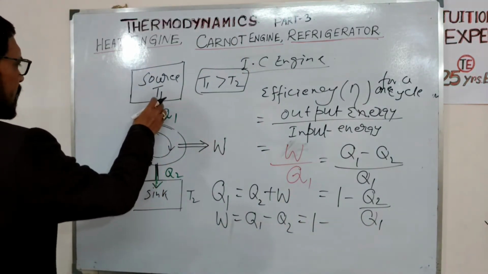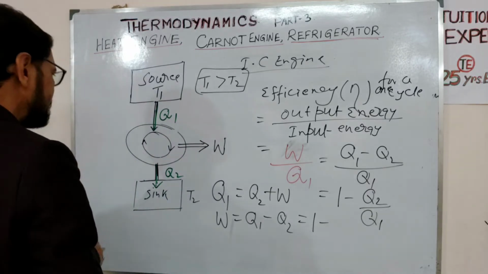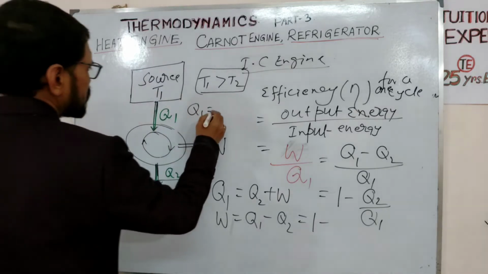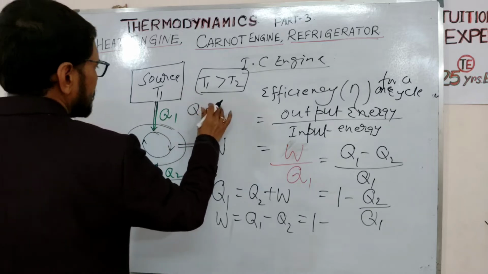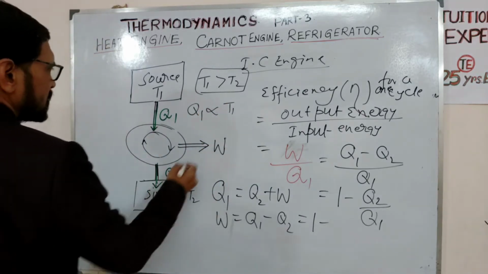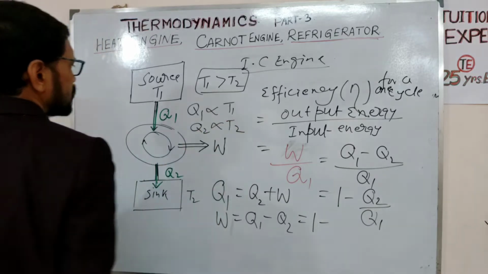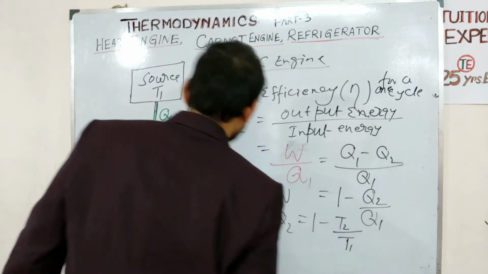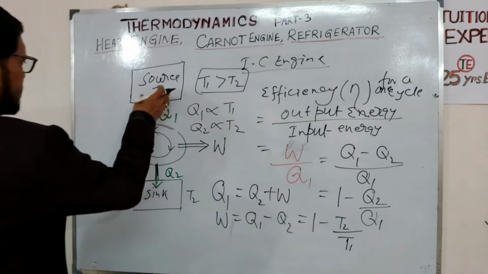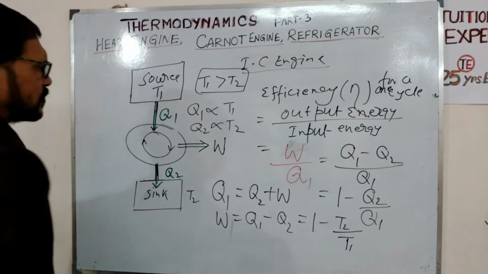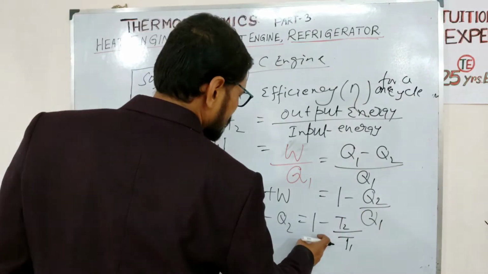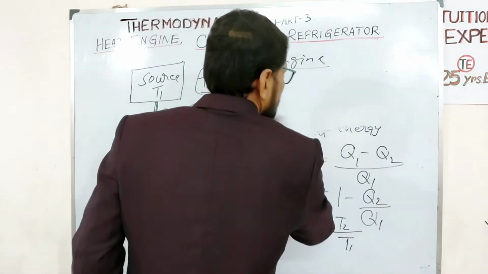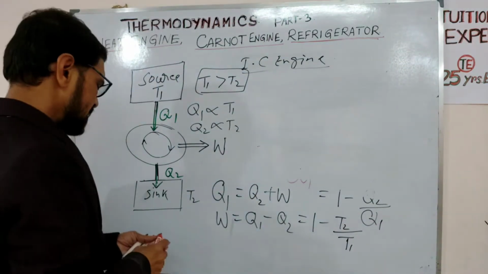Now, heat supplied to the system from the source is proportional to the temperature of the source. So Q1 is proportional to T1, and Q2 is proportional to T2. So the Q1 by Q2 ratio will be T1 by T2, and Q2 by Q1 is proportional to T2 by T1. So 1 minus T2 by T1 is the answer. This is the efficiency of an engine for a cycle.